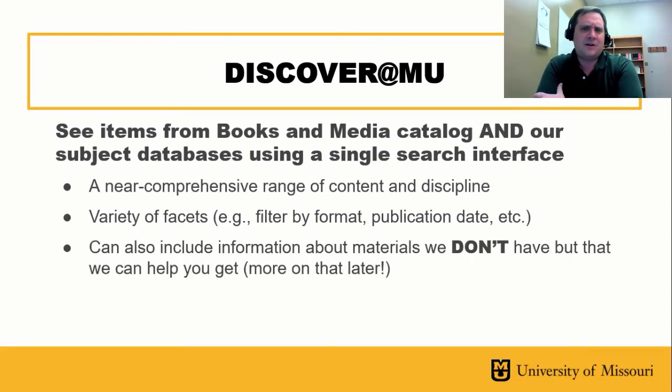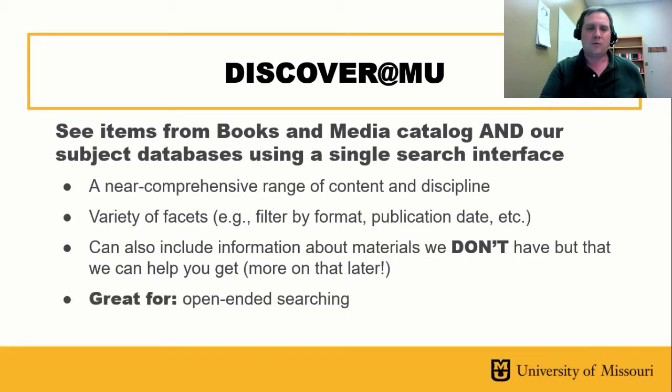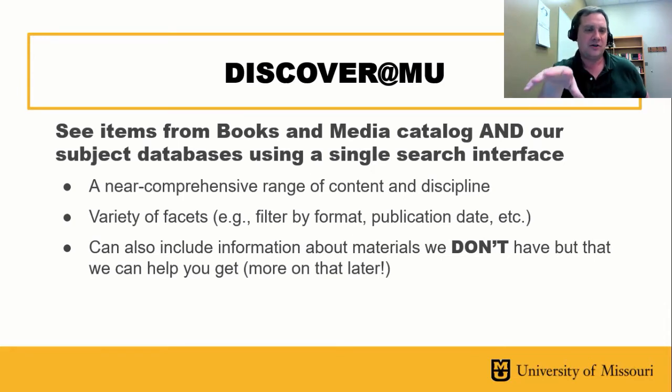One of the good things about Discover at MU is that if you use it the right way, it can also show you some information about materials that we don't have in our own collection, but there are things that we can help you get. And I am going to talk about that in a little bit. There are ways in which you can use Discover at MU to see records of journal articles that we don't have access to, but at least it will tell you this article exists. And again, you might be able to see an abstract or summary. You can see who the authors were. You can see which journal it was published in and so on. So you'll at least be able to see that depending on how you filter and refine your search.